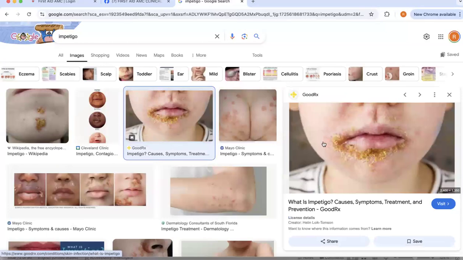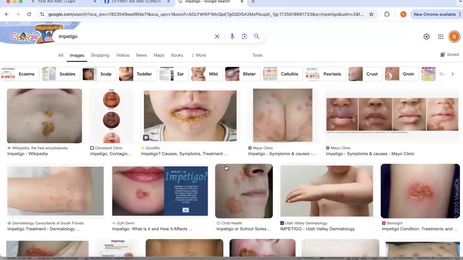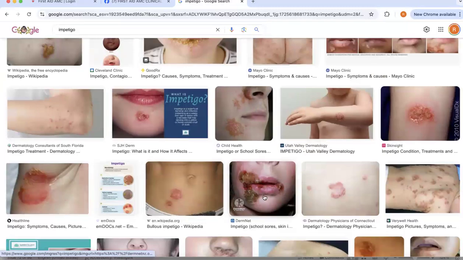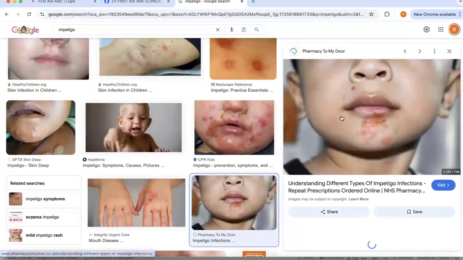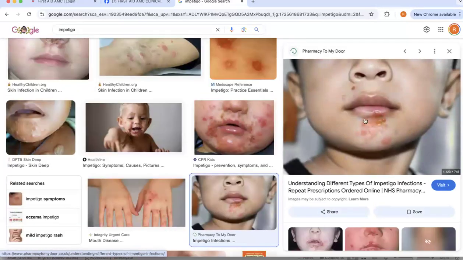So see this honey-colored crust? This kind of rash is what we call school sore. Now, a school sore can happen anywhere. It can happen on the face, it can happen on the wrist, anywhere it can be. So don't just think that it will always be around the mouth. But if you see this honey-colored crust, that's the clue to think of impetigo.